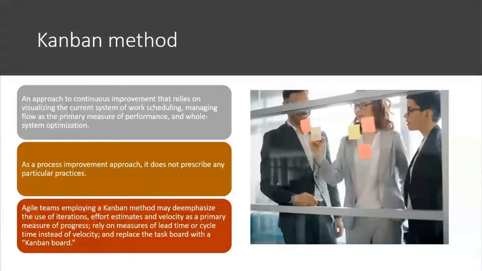As a process improvement approach, it does not prescribe any particular practices. Agile teams employing a Kanban method may de-emphasize the use of iterations, effort estimates, and velocity as a primary measure of progress, rely on measures of lead time or cycle time instead of velocity, and replace the task board with a Kanban board.